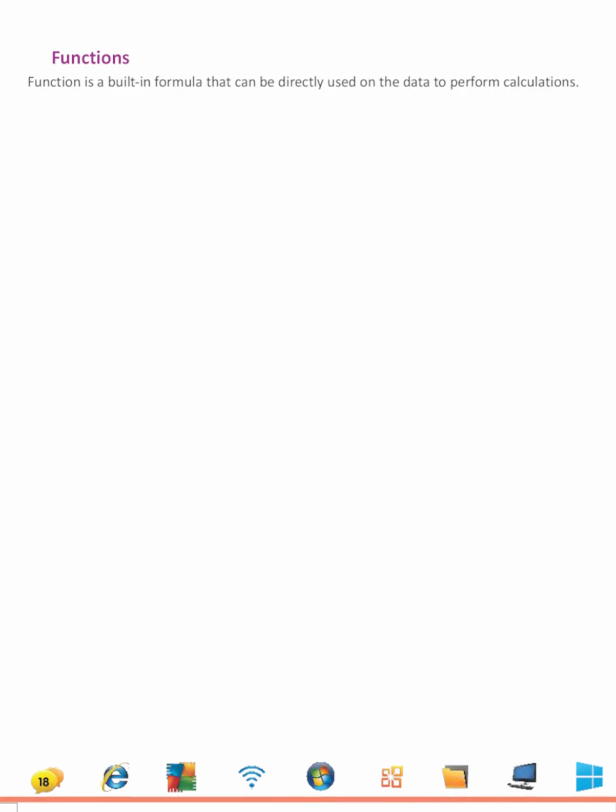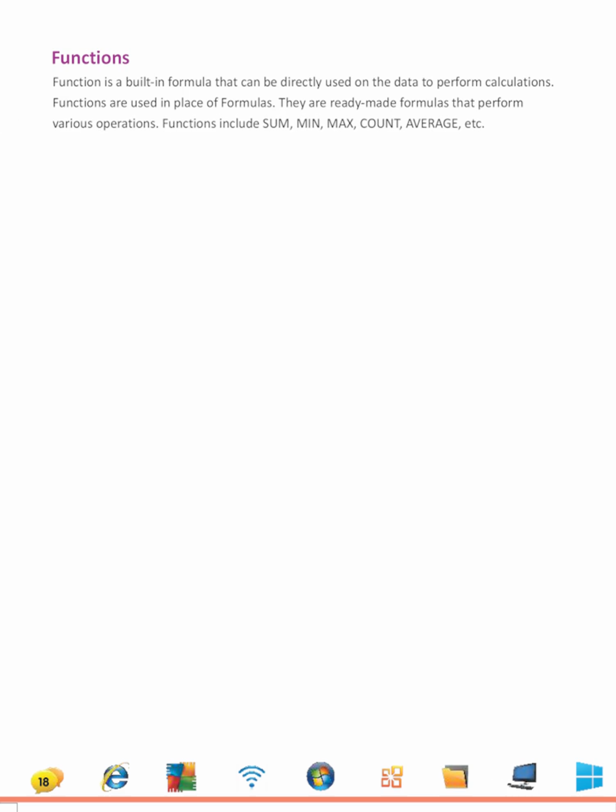Functions. Function is a built-in formula that can be directly used on the data to perform calculations. Functions are used in place of formulas. They are ready-made formulas that perform various operations. Functions include sum, minimum, maximum, count, average, etc. Types of functions. Mathematical functions.